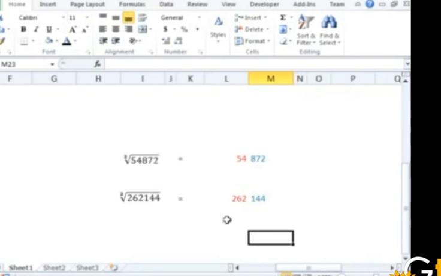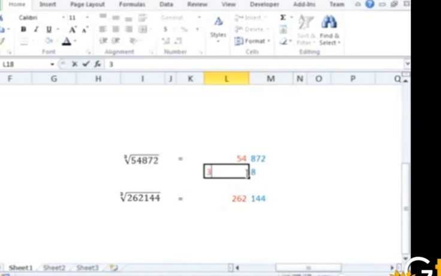Let me take another example. Here my example is 54872. The last 3-digit number and the front numbers are separated into 2. So 872 is my last number, so 2 is my last digit. 2 cube is 8 again, right? For satisfying the constraint 54, I have to check which cube value will satisfy this. It is 3, right? So 3 cube will satisfy it. So the answer is 38.